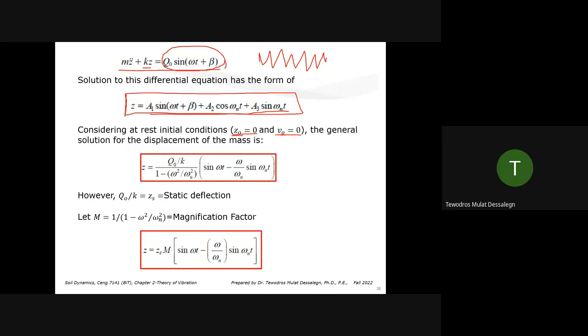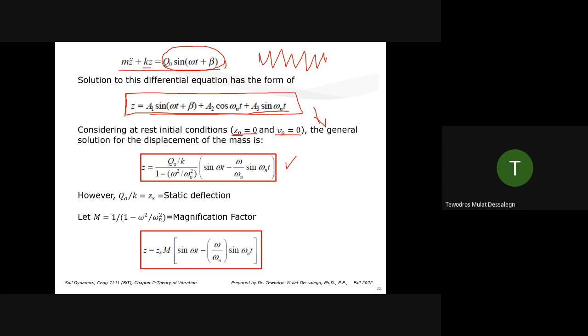The general solution for displacement of the mass is this. Now I'm missing the complex derivation of this equation, arriving to this, but you can find it in your reference books if you are interested in it. So the displacement can be given by this equation.